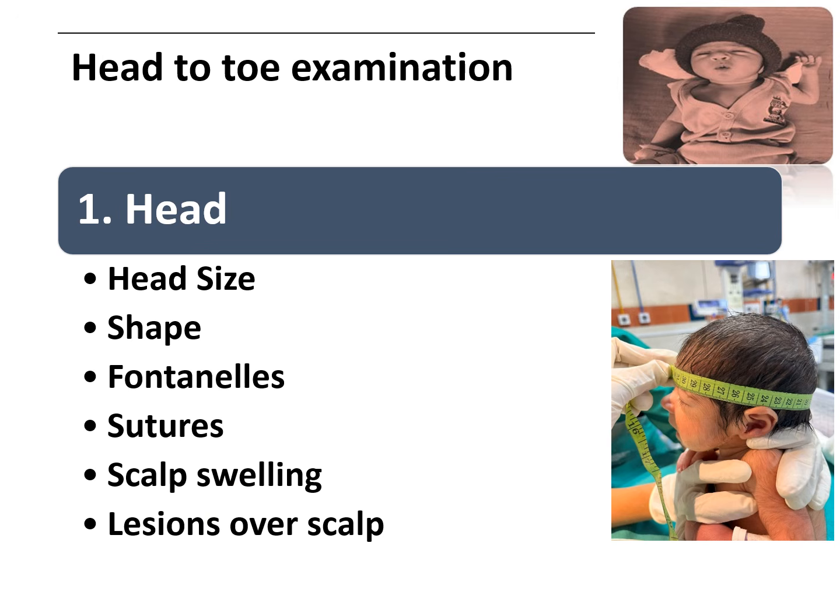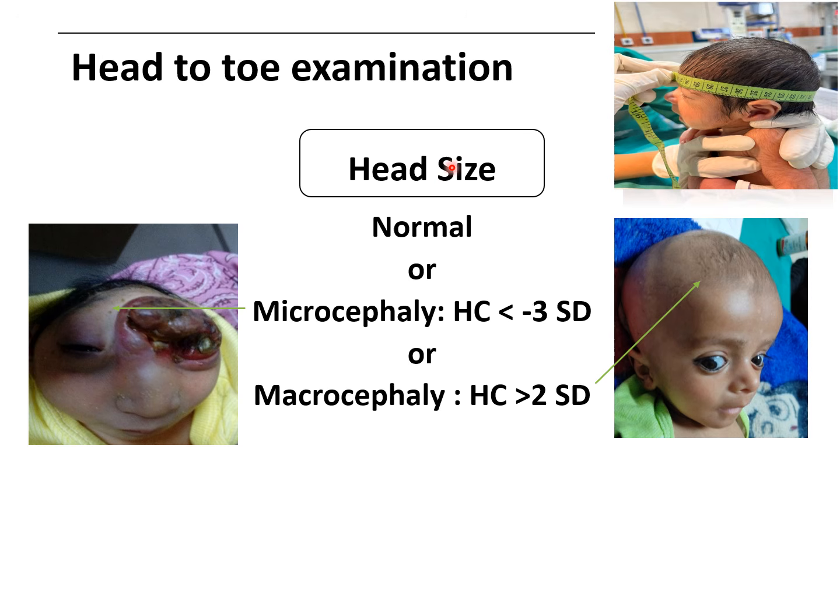over the scalp. So in head size, we have to measure the head circumference and we have to see according to gestation age, baby is having the normal head size or any abnormal. We label the microcephaly whenever head circumference less than -3 standard deviation, as you can see in this image, and macrocephaly whenever head circumference more than 2 standard deviation. Here in this image you can see baby is having hydrocephalus and macrocephaly is there.